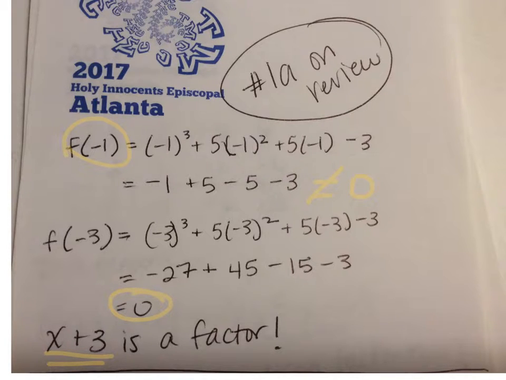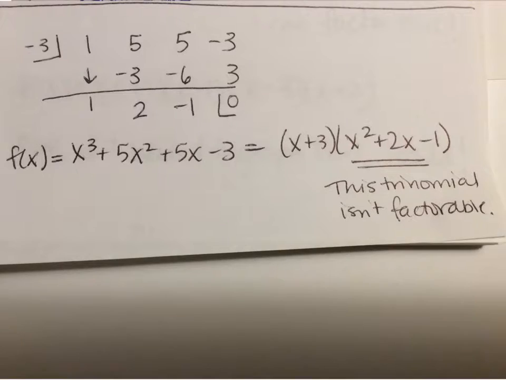So if you want to pause right now, you can, but I'm going to pull up a new screen if you're ready to move on. So I used synthetic division with c being -3 because I knew x plus 3 was the factor. And I got that our original polynomial factored to be x plus 3 times x squared plus 2x minus 1, based on the coefficients that I got from the synthetic division.